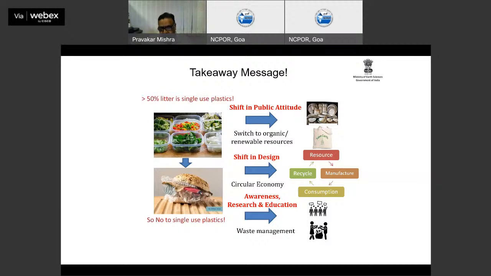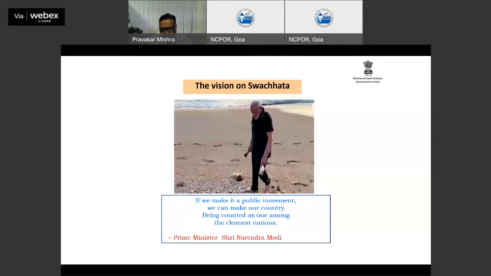And with this, I can say that this is one of the famous pictures of our Prime Minister. So he has given a vision that if we make a public movement, we can make our country be counted as one among the cleanest nations. So it needs to be a public movement, no doubt, as a researcher, with scientific data, and the tools and techniques required for our clean environment, for our clean beaches, for our clean seas.